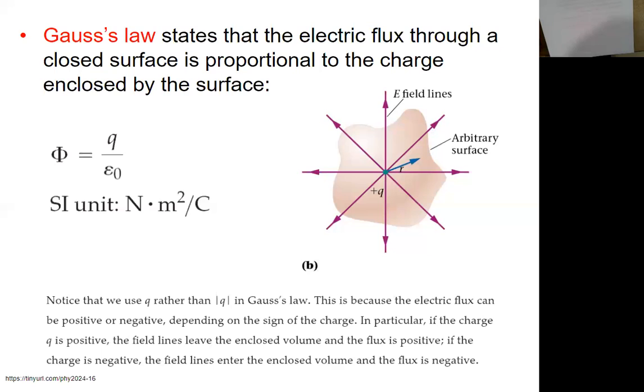Although we derived Gauss's law from a point charge with a spherical surface, it applies to any shape of surface. Even an irregularly shaped surface like that, if it encloses charge, will have a flux given by Gauss's law, Q over epsilon naught.